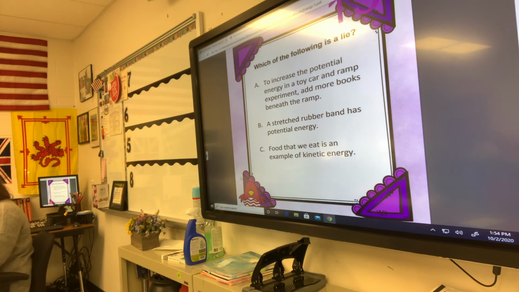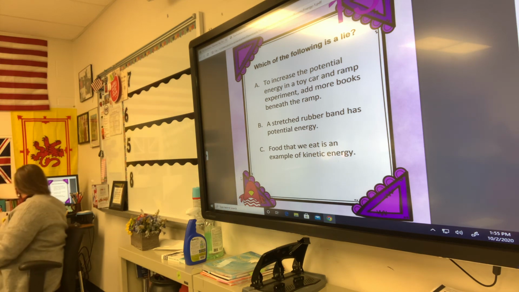So, food that we eat is an example of kinetic energy. No, it's not right. It's not an example of kinetic energy. It's not even an example of potential energy. Isn't that chemical? Yes, you could call it that, or I think some people call it mechanical energy too. I'll get back to you on that.